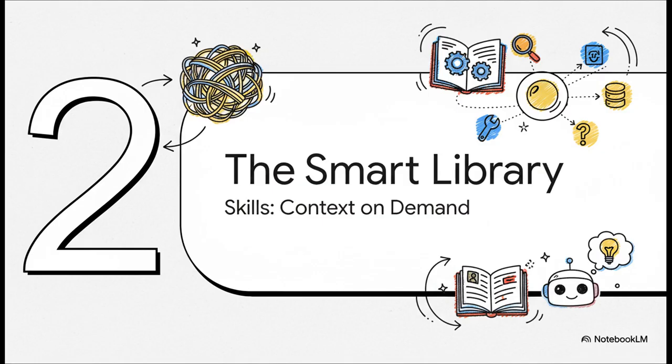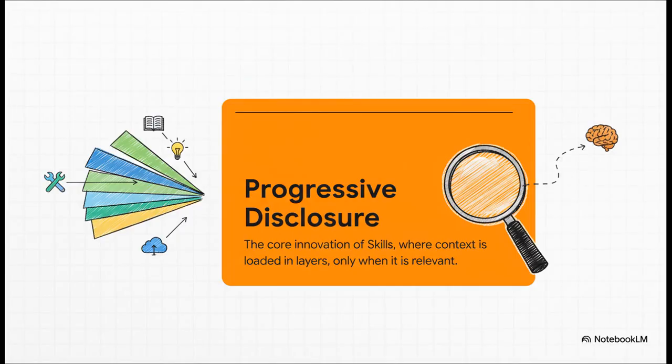And that's where Anthropic's next big idea comes in, moving from that heavy all-at-once toolbox to a much smarter on-demand library. The core innovation here is a concept called progressive disclosure. So instead of loading every instruction for every tool all at once, the AI loads information in layers, only revealing more detail when it's actually relevant to what you're asking it to do. A great analogy is to think of it like a shelf full of guidebooks. The AI doesn't have to carry them all around. It just needs to know their titles.